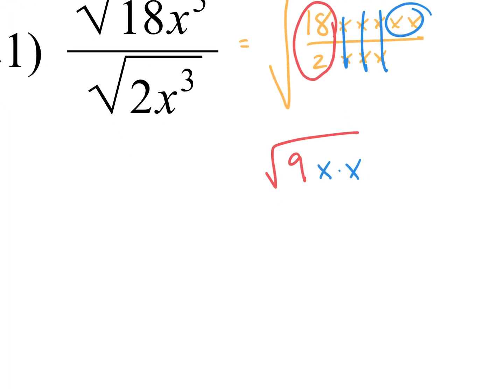What should I do next? Simplify. What are 2 factors of 9? 3 and 3. And I circle what? 2 of a kind. So what comes to the outside? 3x.